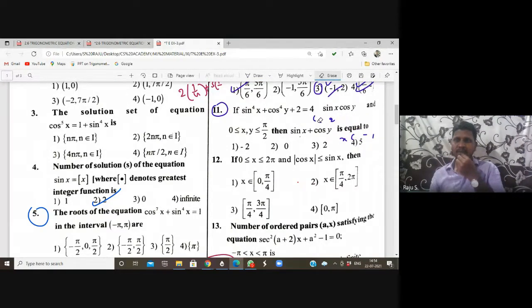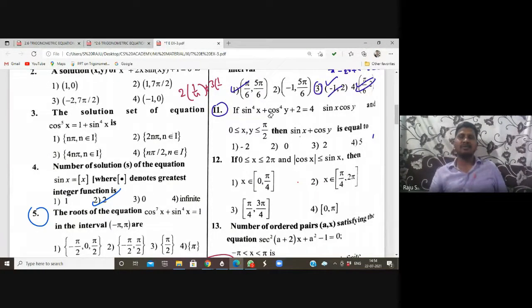Next question number 11. All of you think and tell me. Which of the following options may be correct? sin power 4 x plus cos power 4 y plus 2 is equal to 4 times sin x into cos y. And here clearly x and y lie between 0 to 90. What is sin x plus cos y equal to? Whether it is minus 2 or 0 or 2 or 5.